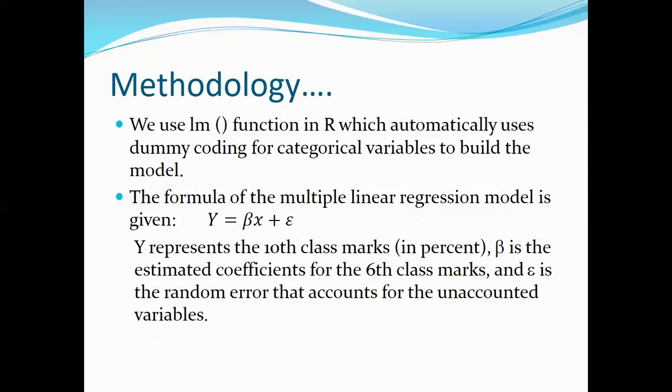We have used the lm function in R, which automatically uses dummy coding for categorical variables to build the model. The linear regression model is as given below, where y represents the 10th class marks, beta is the estimated coefficient for the 6th class marks, and epsilon is the random error that accounts for the unaccounted variables.